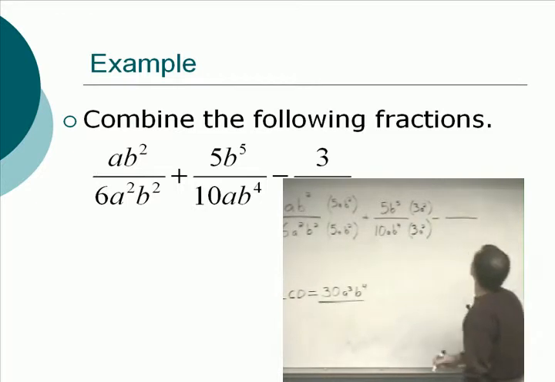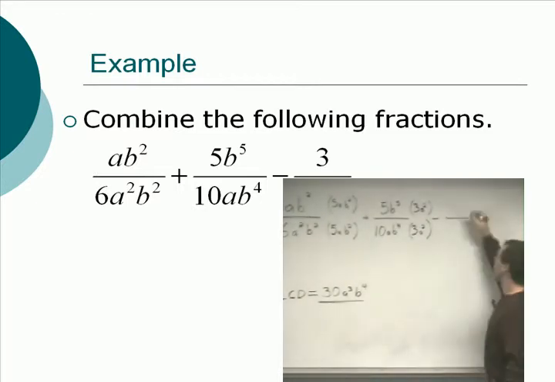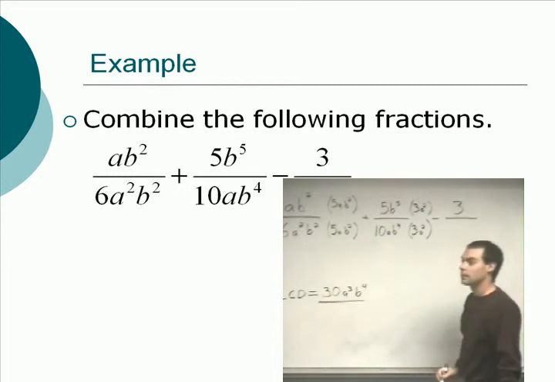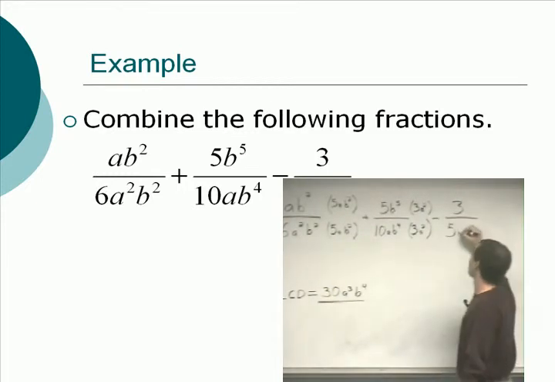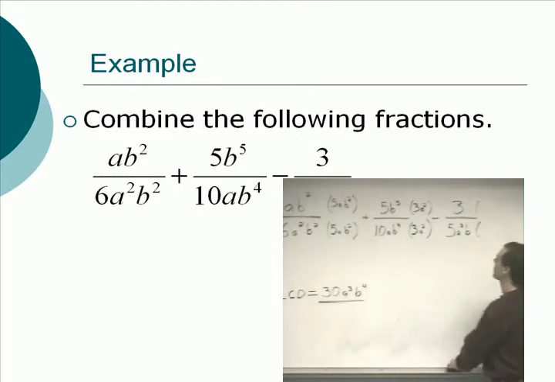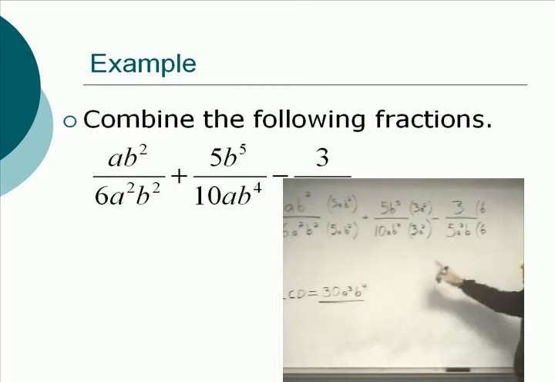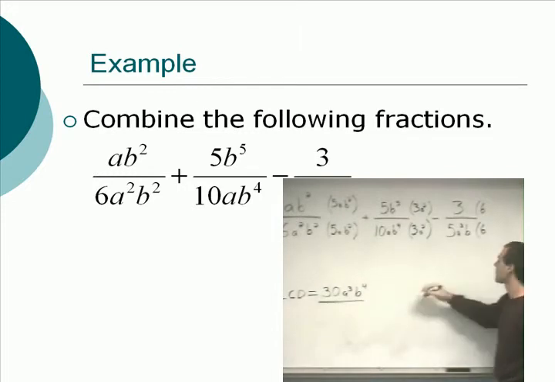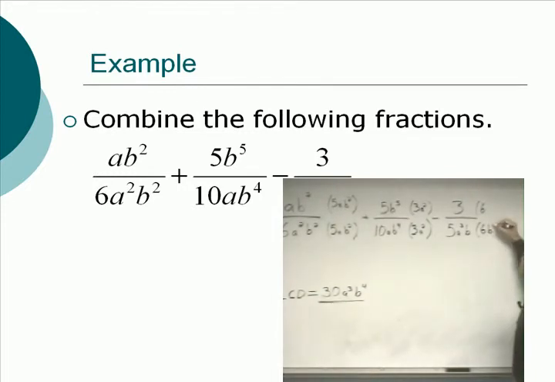Minus, the last one we had there was 3 over 5a to the third b. So we better multiply both of these by 6. We've already got our a to the third. We've got 1b. We need b to the fourth, so this better be b to the third. Okay, now we've got common denominators, and we can add them up. Stop there for a minute. Look okay so far? All right.